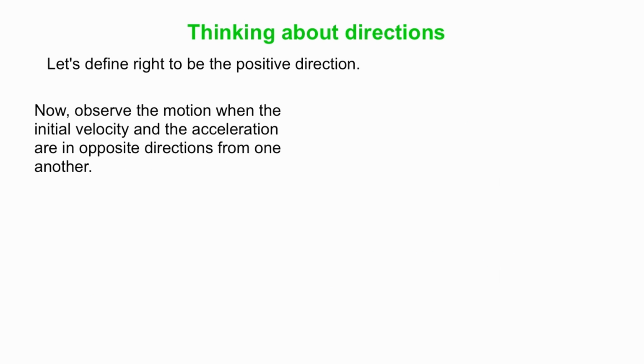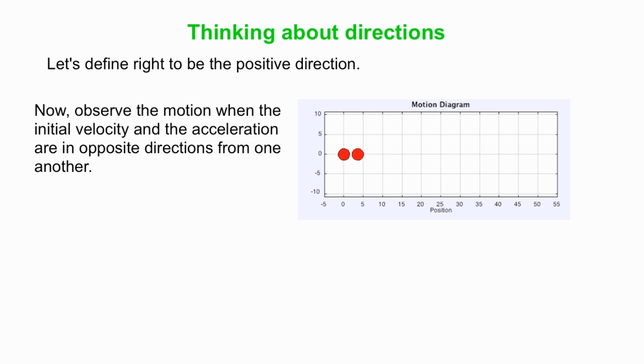Okay. Let's look at the case when the velocity and acceleration are in opposite directions. Okay, so in this case, the initial velocity is to the right, but the acceleration is to the left. It's opposite to the initial velocity. And here we can see the dots in the motion diagram successively get closer and closer together. So that's the case where the velocity is positive, the acceleration is negative.